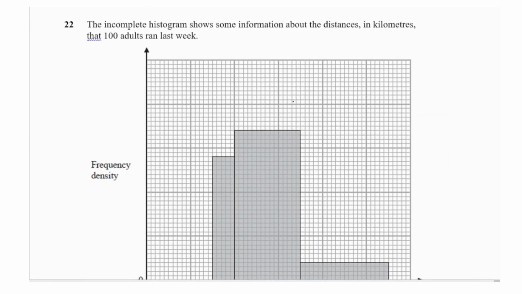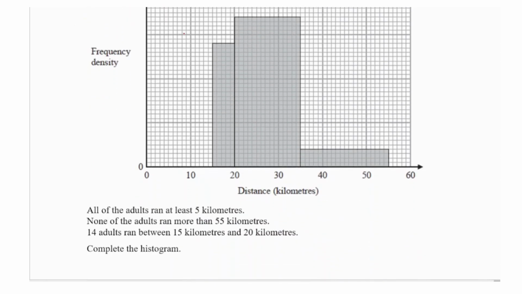Question number 22 says the incomplete histogram. The histogram is incomplete, and has shown some information about the distance in kilometers that 100 adults ran last week. So we need to remember these are 100 people in there. And the question says all of the adults ran at least 5 kilometers. So the minimum they ran is 5, and the maximum they go up to 55.